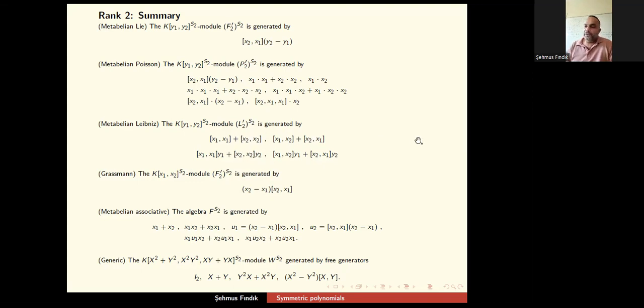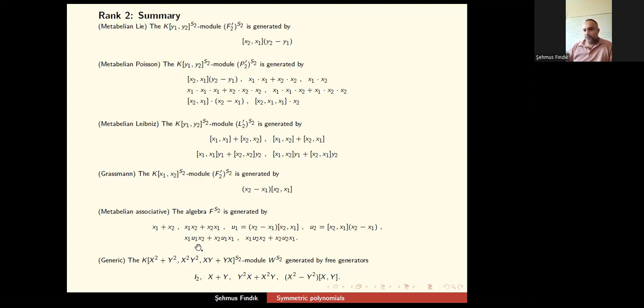And when you divide the Leibniz algebra by its annihilator, you get the Lie case, and in this case, all these elements become 0. And in the Grassmann case, you see a very nice looking and similar looking element here. But the difference is that here, Y is the adjoint operator. So you have the commutator multiplication here, but you have only the associative multiplication here.